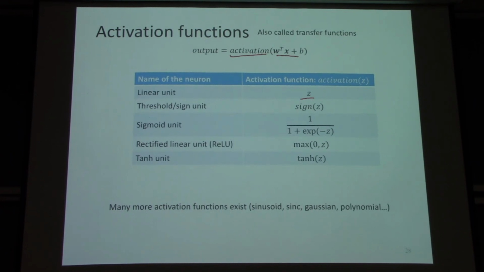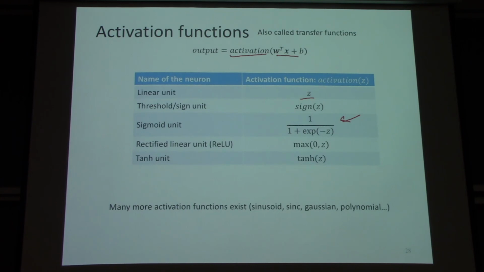The activation could also be the sigmoid function. In fact, the logistic regression classifier, all of it, can be interpreted as taking the dot product and passing it through the sigmoid activation. So that's the sigmoid unit.